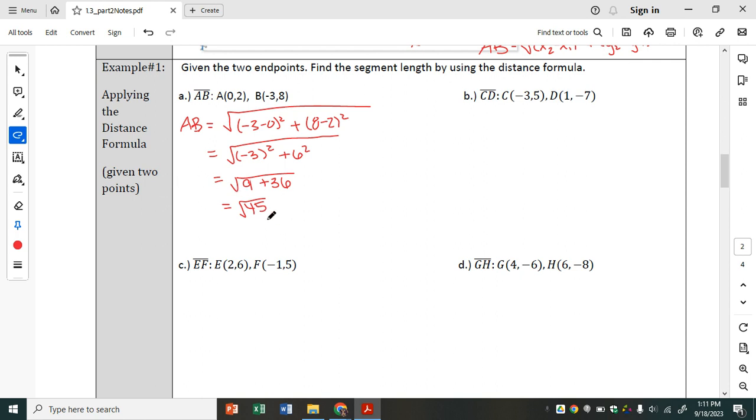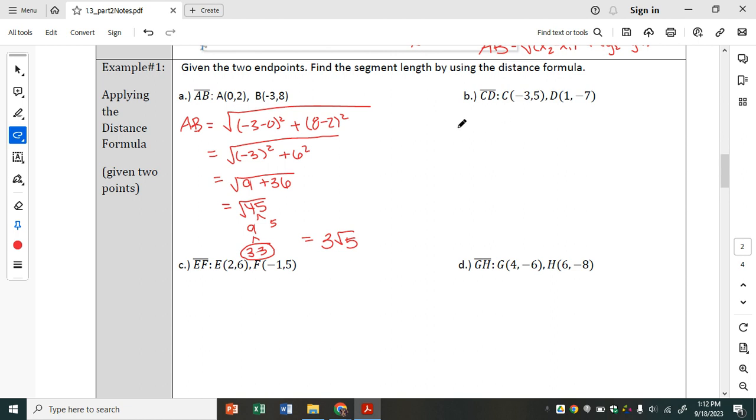But if we're going to keep it as a radical, we want to make sure that our radical is in its simplest form. So we're going to break down the 45. I'm going to break it into 9 and 5. I'll break my 9 into 3s. We're going to take our pair of 3s out. That's going to reduce down to 3 square roots of 5. So the 3's come out and the 5 stays in the radical.